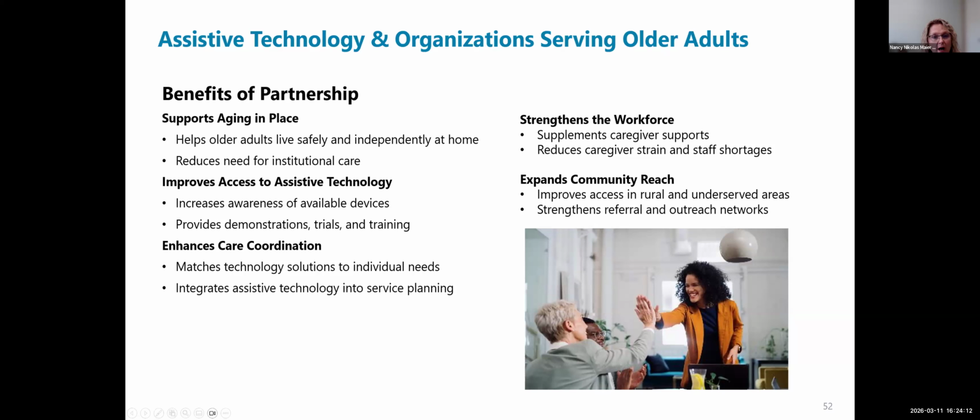And that's where the OT assessments are important. And then it strengthens our workforce. It supplements caregivers, helps to relieve their burden. And it expands your community reach. So it improves access to rural and underserved areas. If they can use equipment, they can maybe stay in their rural home instead of having to go somewhere else. And then it also just strengthens referral and outreach networks. So Mike can tell people about what we do, and we can tell people about what Mike does. So next slide.